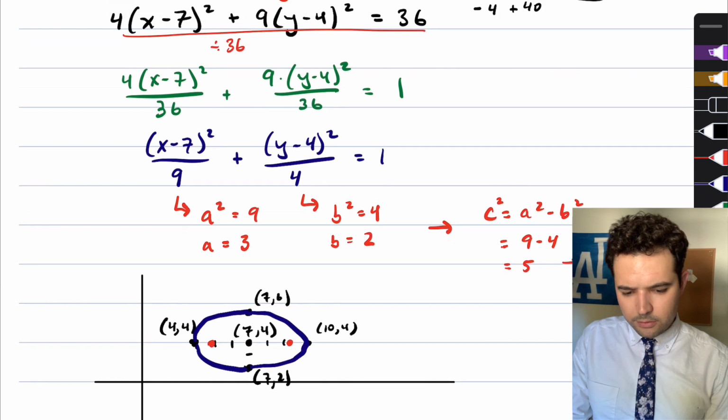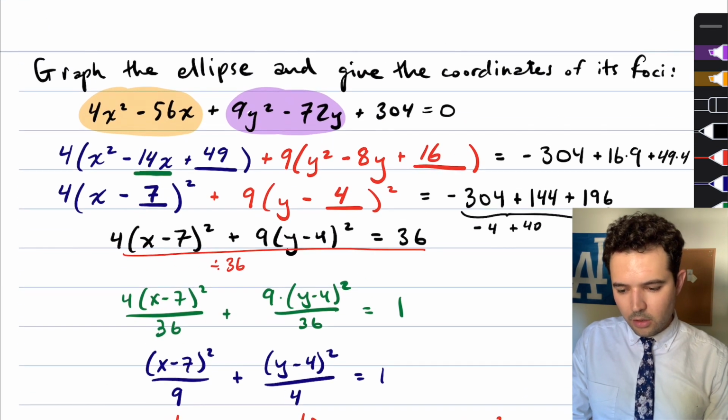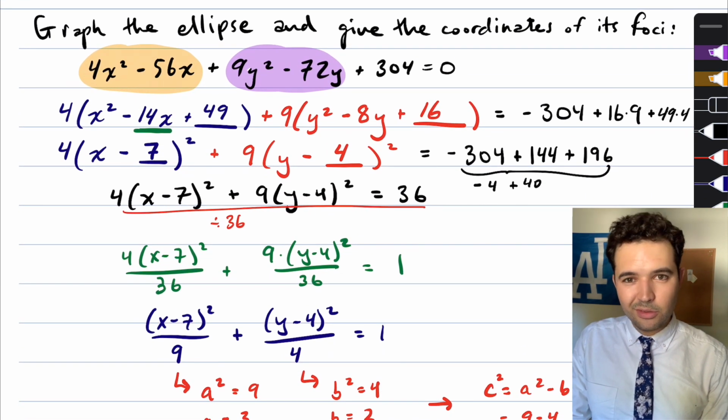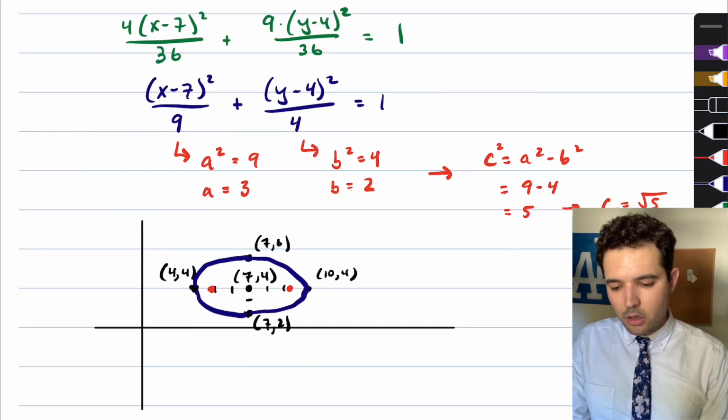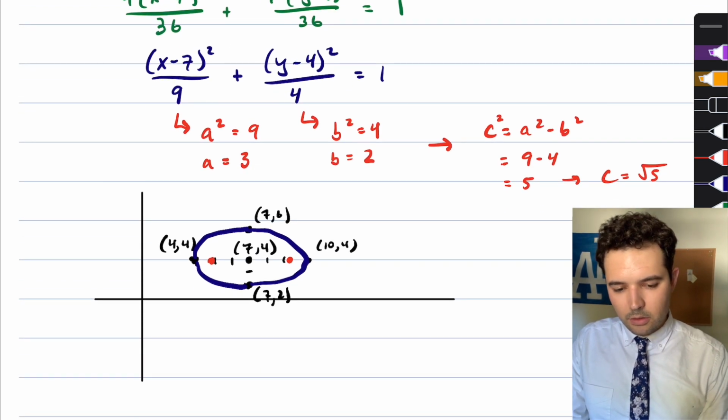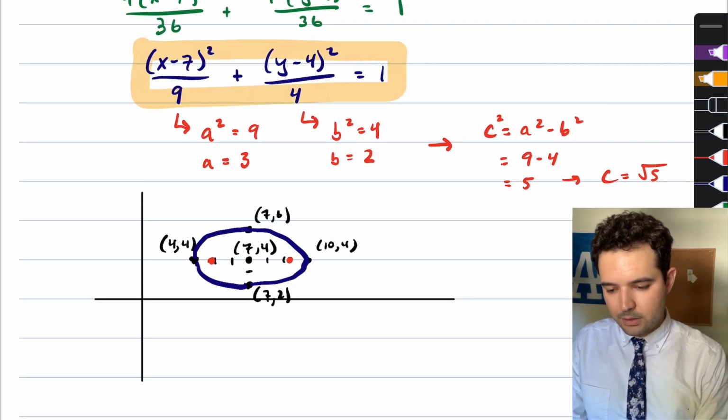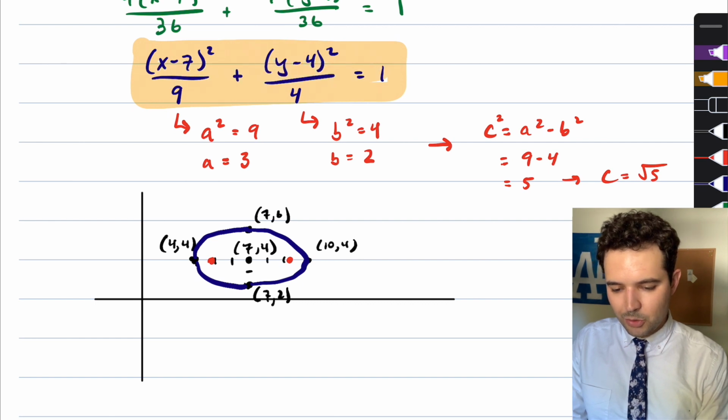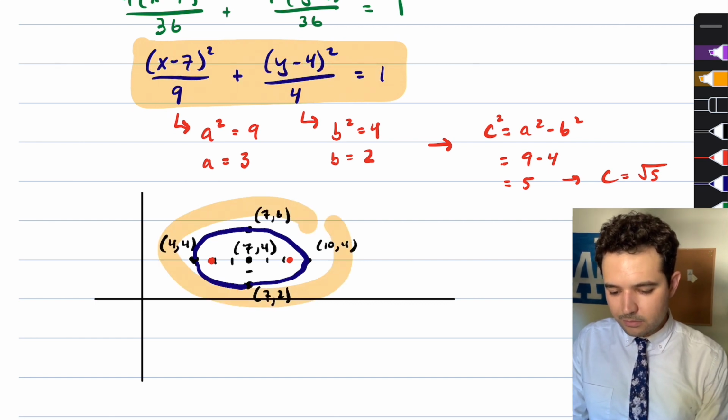So, I hope you found this helpful, going from an equation in a fully multiplied out form over to the equation for the ellipse in standard form, which eventually gave us our graph.